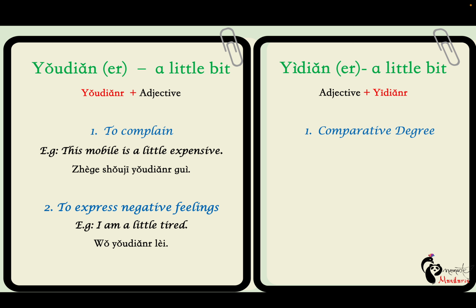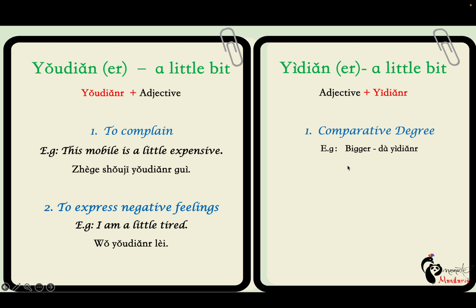Okay, so when we say comparative degree in English, we say, today I am more happy than yesterday, right? This place is more beautiful than that place. My brother is taller than me. So when I say comparative degree, this is what I mean by that. So let's understand with an example.